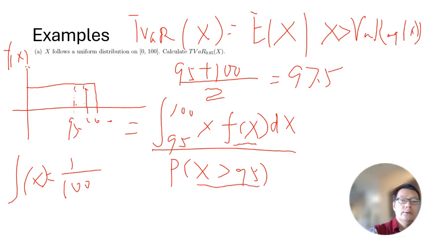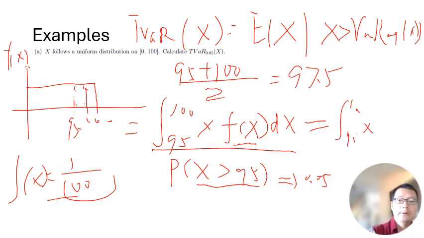In this case, f x is just 1 over 100 because that's a uniform distribution. And you can use the uniform distribution's formula, or you can easily decide the probability of x greater than 95 would just be 5%. And you can calculate the numerator part to be the integral from 95 to 100 of x times 1/100 dx. This will be very easy to calculate. Anyway, you will get the same result, 97.5.